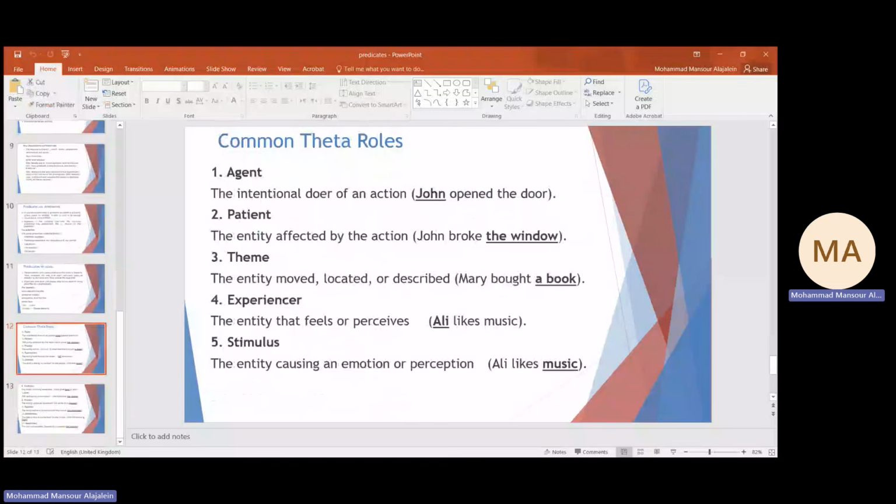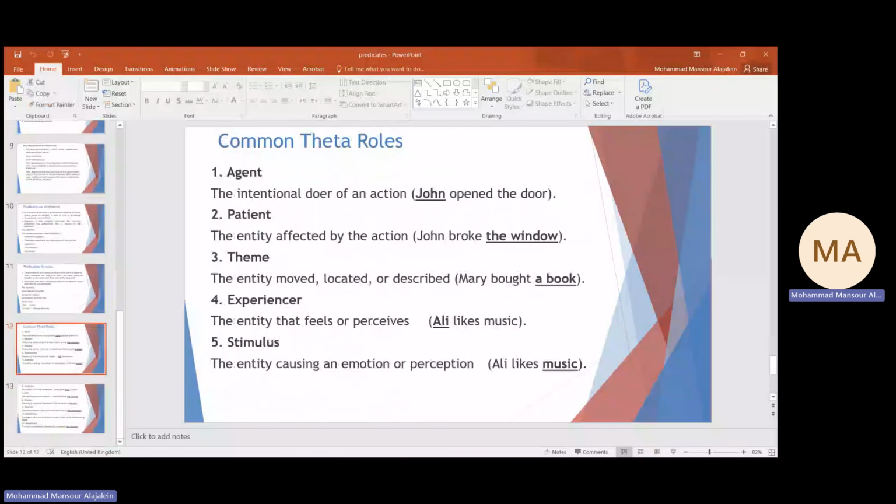And also we have the source. The source is the starting point of movement. He came from building B to the library. So we can say that building B here is the source and the library is the goal. And we have the location, the place where an event occurs. We all met at the university. So the university here is the location. And then we have the instrument, which means the means or the tool used to perform an action. He cut the bread with a knife. So a knife here is the instrument.